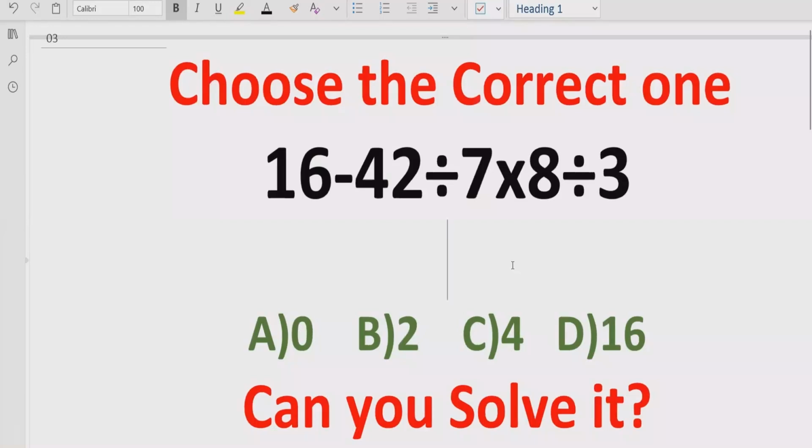Today we will solve another quiz which is related to arithmetic expression. The quiz contains the basic operations: minus, multiplication and division. So we have to solve this quiz using the PEMDAS and BODMAS method and find out the correct answer. In the answer list we have four answers. A is 0, B is 2, C is 4 and D is 16. So let's see after solving it which answer is correct.